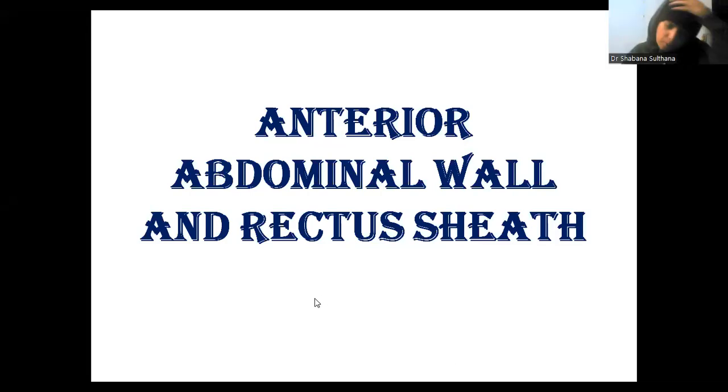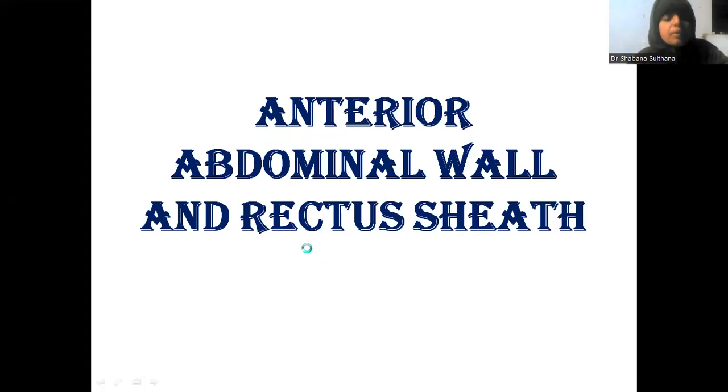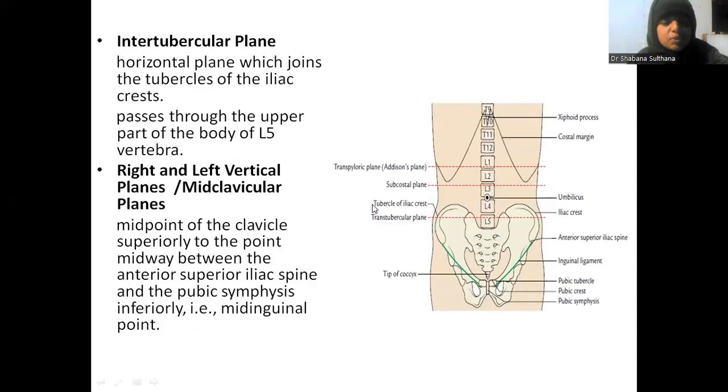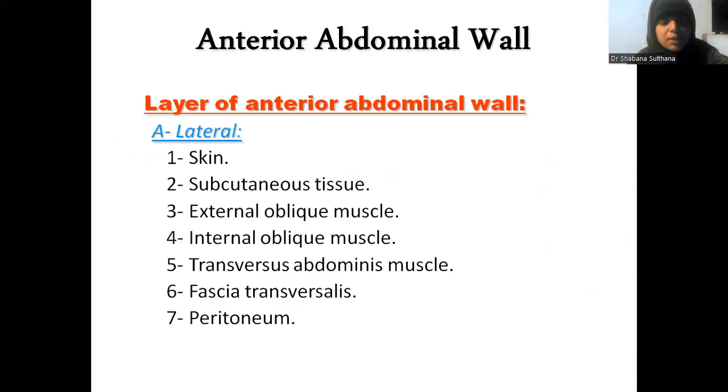So let us talk about this anterior abdominal wall and rectus sheath. Okay. So basically, the anterior abdominal wall, it is a musculo-aponeurotic structure. As you see the pictures, you will understand better. That means it has muscles and also it has aponeurosis. Okay. So in order to understand this, let me show you the muscles and aponeurosis. You will understand better.